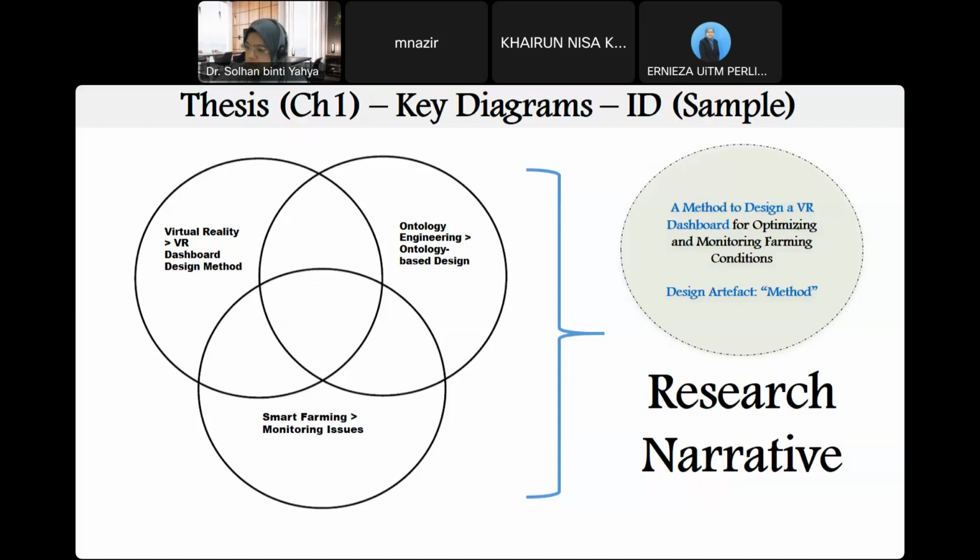And he needs to make sure his artifact makes a new knowledge contribution to the body of knowledge dalam kategori teknologi virtual reality, right? So, if we go back to the design science artifact category, he is going to make contribution in terms of method, okay? Design artifact is under category of method, pendekatan untuk membangunkan sebuah dashboard VR, papan VR.